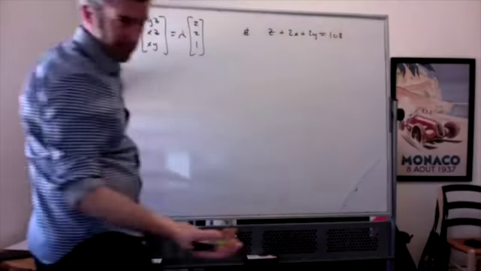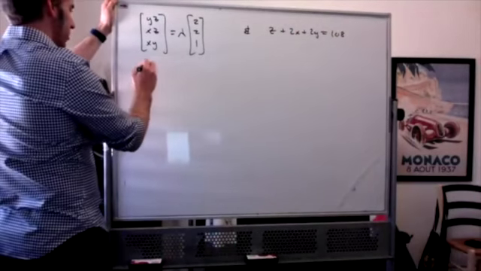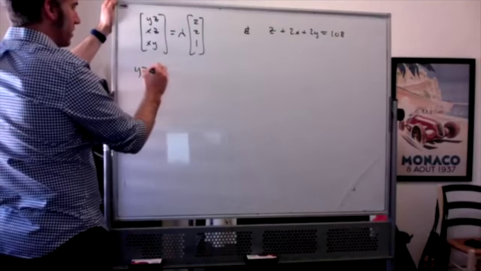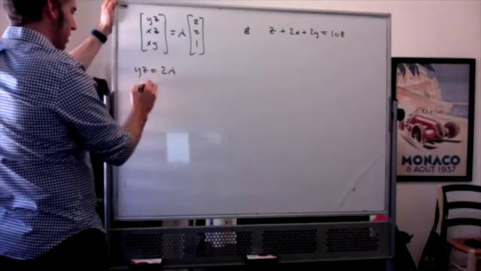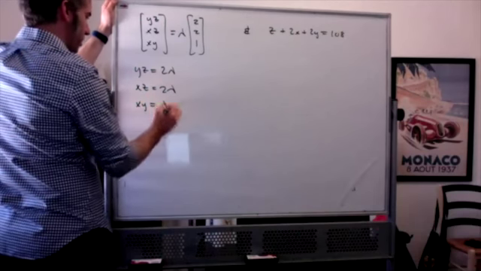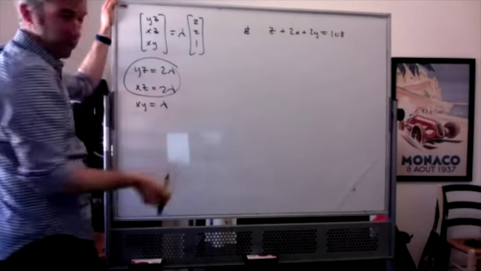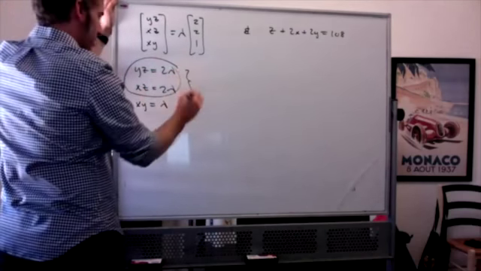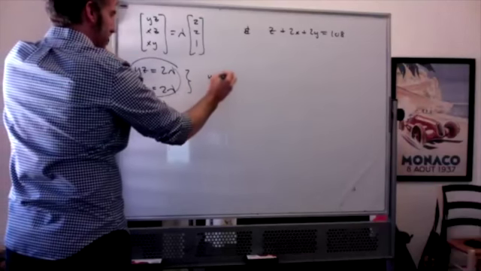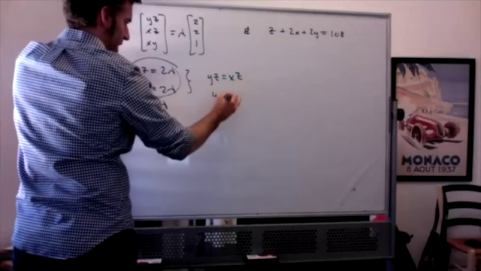Or minus 108 equals 0. It doesn't really matter. So let's see. I've got yz equal to 2 lambda, xz equal to 2 lambda, and xy equal to lambda. So I can set these equal to each other because they're equal to the same thing, and say that yz equals xz. Canceling the z's, I get y equal to x.